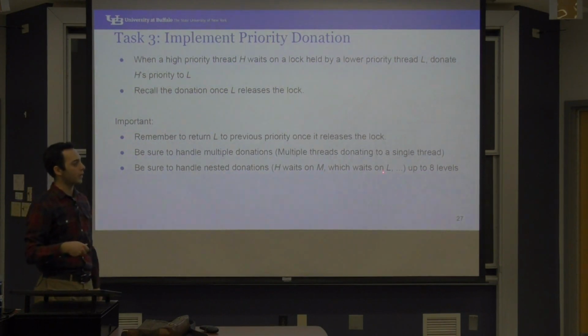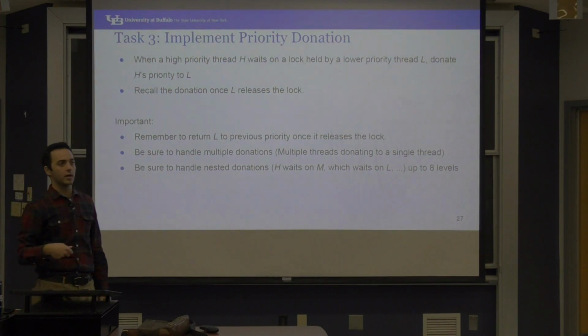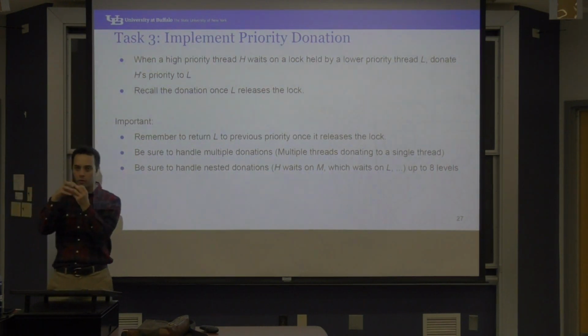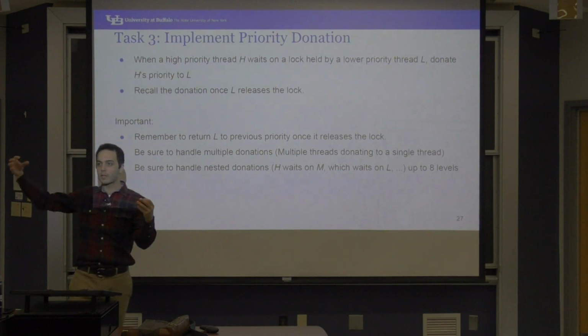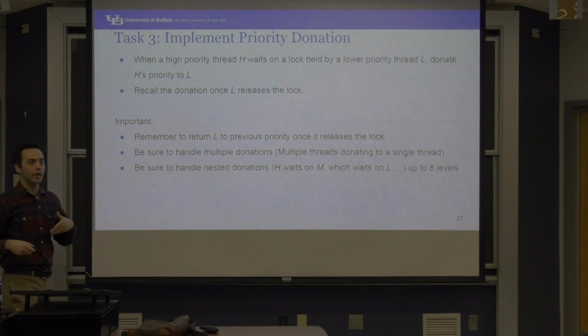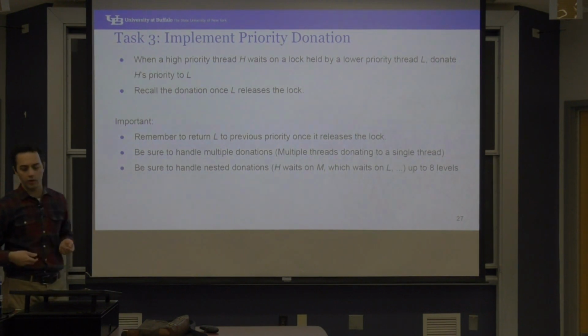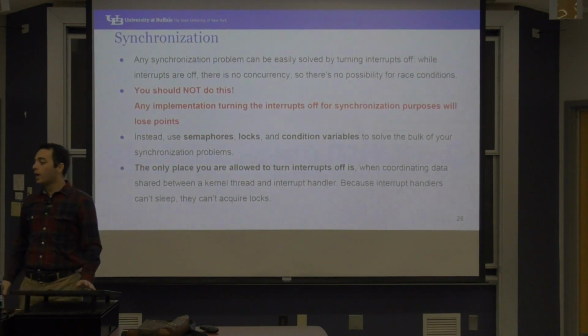And they have put up to 8 nested levels, meaning a thread waiting on another thread, waiting on another thread, another thread, another thread. This now has 8 levels. So if you are planning on a queue or array, whatever list, this just gives you an idea of how long that should be. All right.